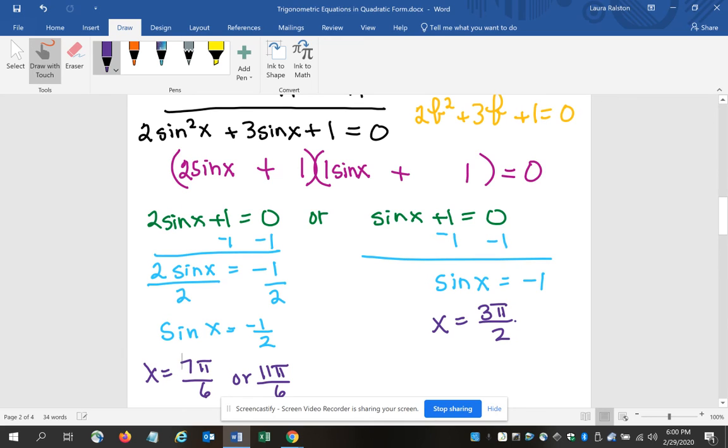So you actually have three answers. You have x equals 7 pi over 6, or 11 pi over 6, or x equals 3 pi over 2. Okay, so I hope that you find these particular problems helpful. Again, it's a basic concept related to algebra. You just have to remember to do the factoring.